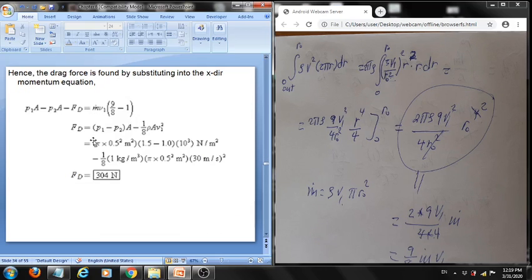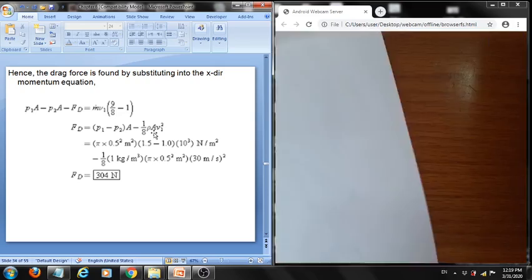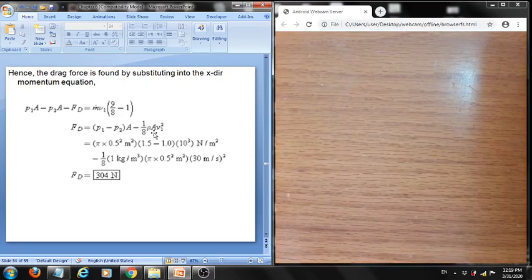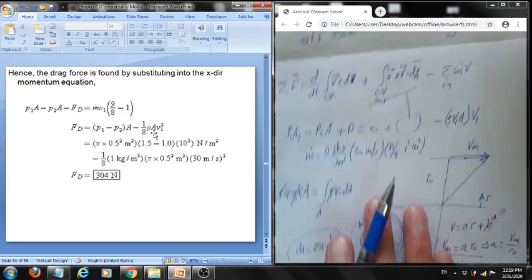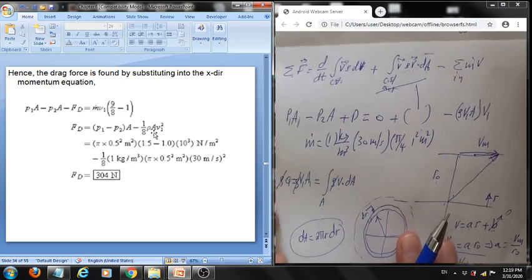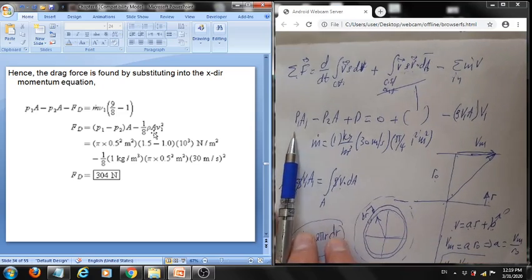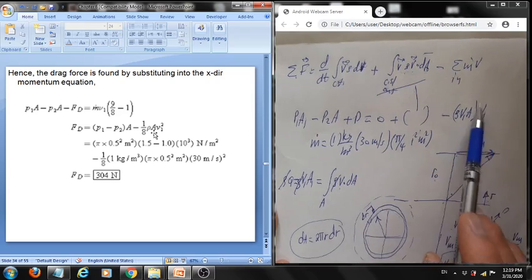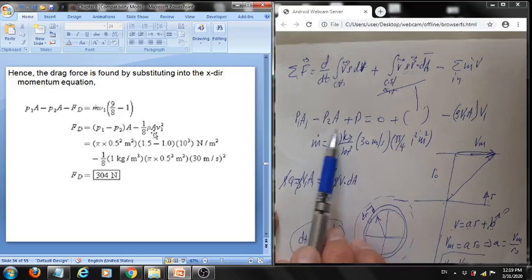Alright, and then the rest is substituting into the momentum equation, which is this equation. So we substitute what we have found from this integration and here to find D1, where everything else is given.